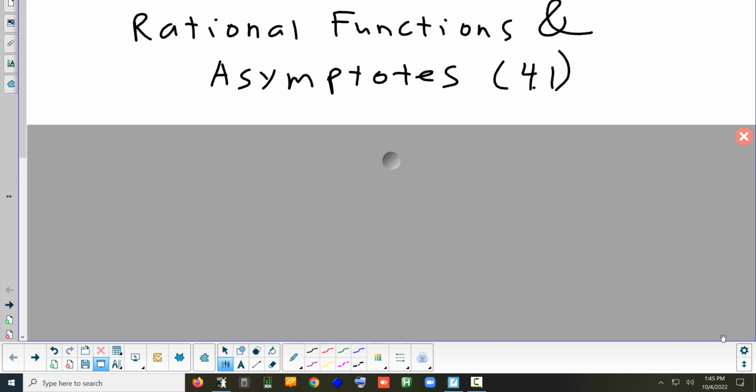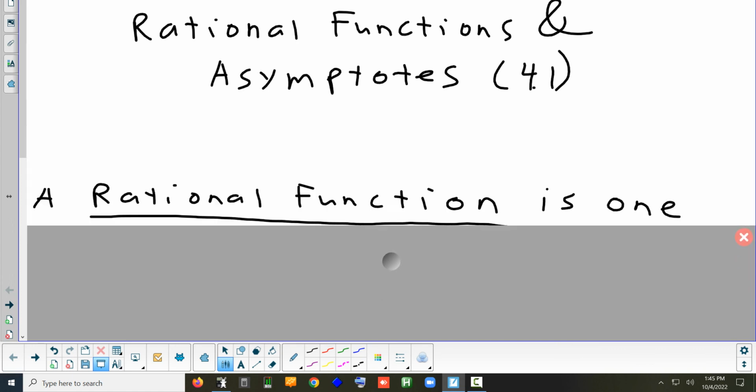So we finished up section 3.3. We're not doing anything else in chapter 3 because it's just not stuff we cover in this class. So now we're going to look at section 4.1. 4.1 is on what we call rational functions.